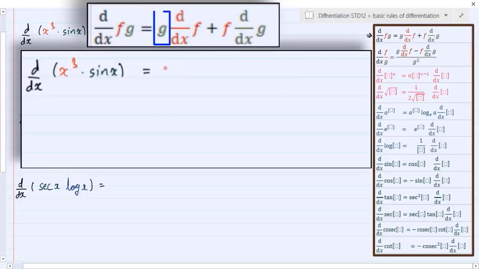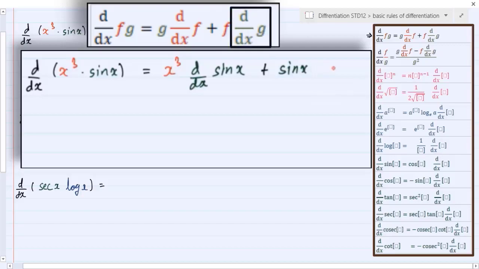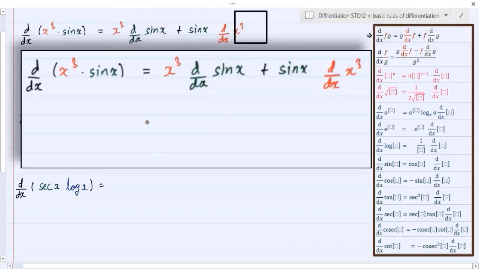According to the multiplication rule, first of all, x cube will be as it is. We have to differentiate sin x, plus, now sin x will be as it is. We have to differentiate x cube. So let's do the same thing.